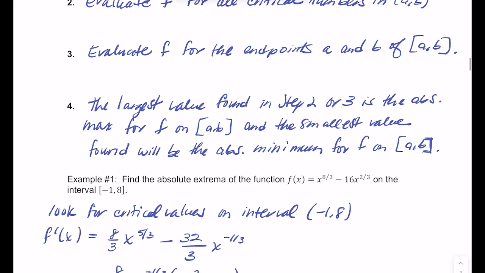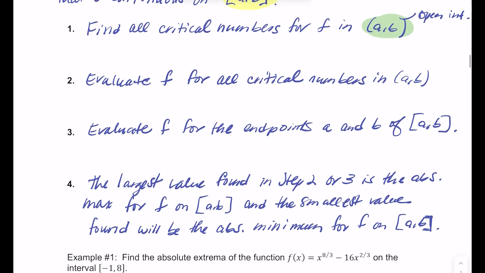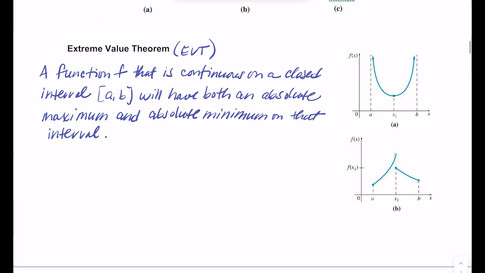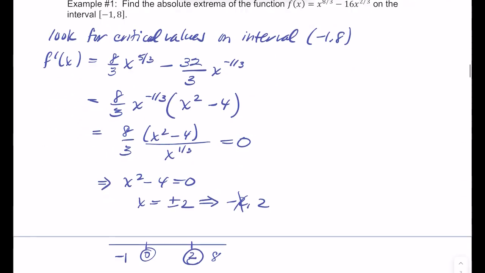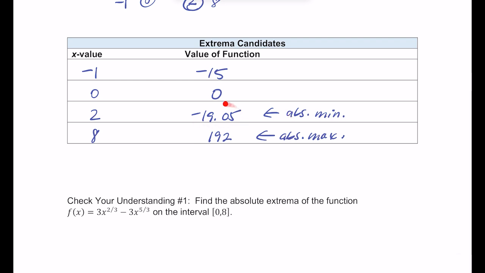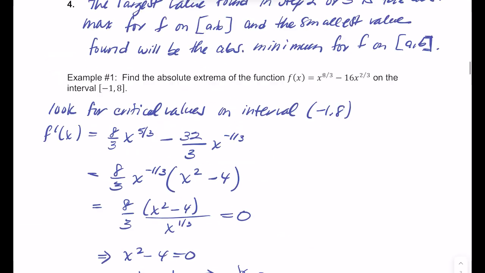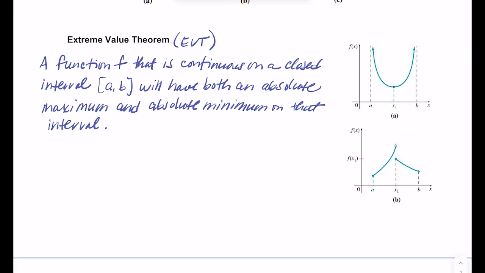It's not like in the last example where we looked at the interval -1 to 8 and it was a closed interval. So we can't necessarily apply the extreme value theorem, which remember said a function f that's continuous on a closed interval will have both an absolute maximum and an absolute minimum on that interval, which we saw in this last example, okay? We saw that it had an absolute min, and that was -19.05, and it also had an absolute max at 192. And it's because it was a continuous function, and it was on a closed interval.